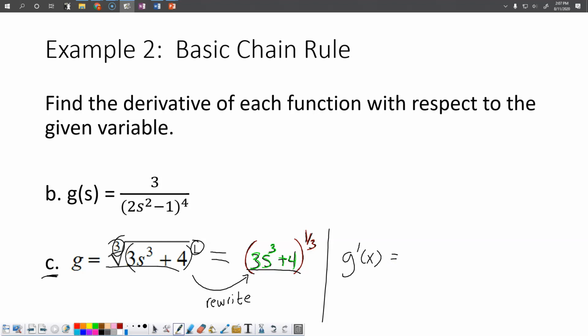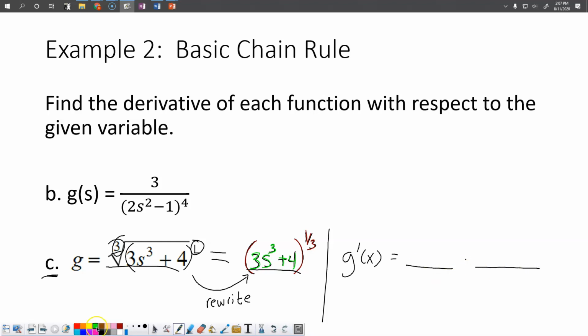Believe it or not, if you put an equals here on your free response questions for your test, and said the original function was equal to the derivative, you would actually lose credit for that point. They're picky about those kinds of things. So let's go ahead and find the derivative. So the derivative of the inside multiplied by the derivative of the outside.